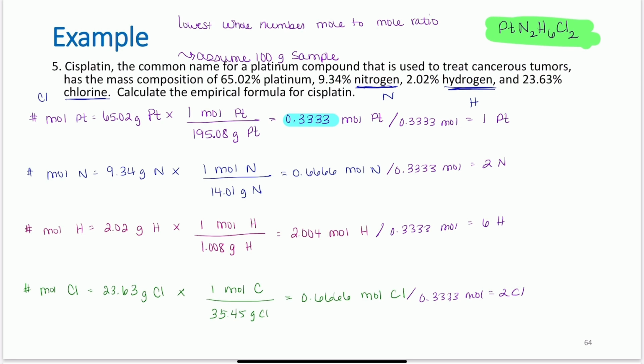So you do still have to do all the work to show everything, but this is the final answer. All of the work counts for full credit though. But if you're looking for just the empirical formula, what's highlighted is your actual answer.